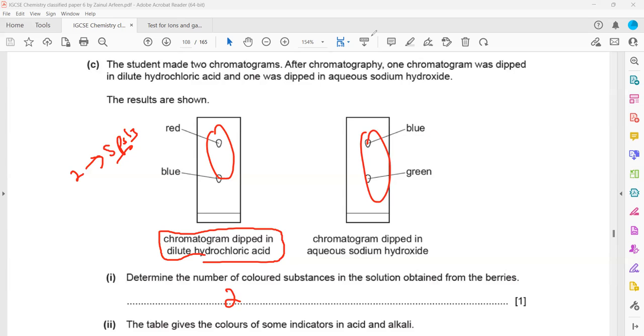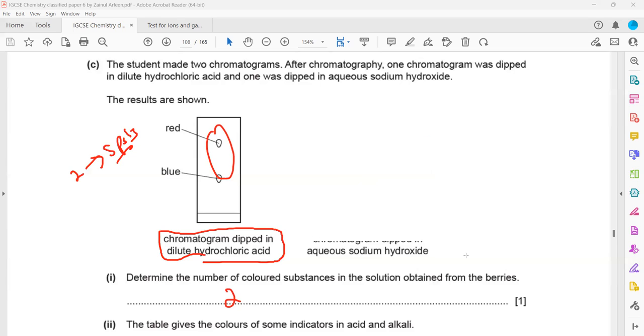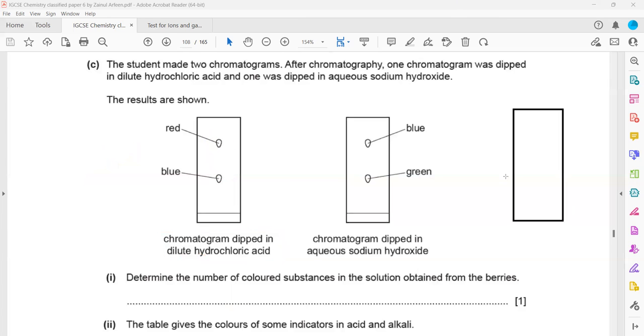So even if the same question was there without an alkali, directly you will write two. Why? Because you will see two spots. Don't bother about whether another chromatography is done. Maybe a third experiment is done in water, the same chromatography experiment, and still we got two spots. So will you say six spots, six colors, or two colors? In that case also we'll say two.